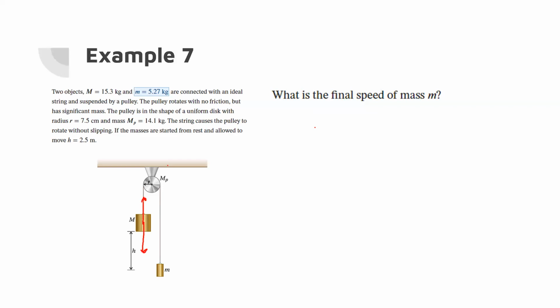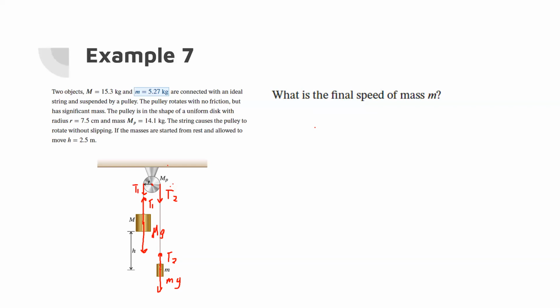I have this tension 1, we'll call it, and this is capital M times g. And here I have tension 2 and small m times g, like that. And I also have here, acting on this pulley, this will be tension 2, and this will be tension 1.